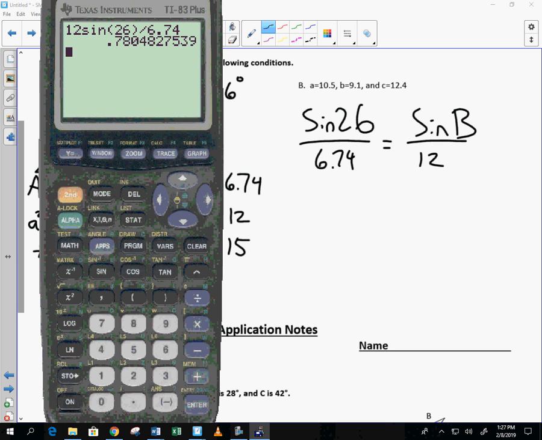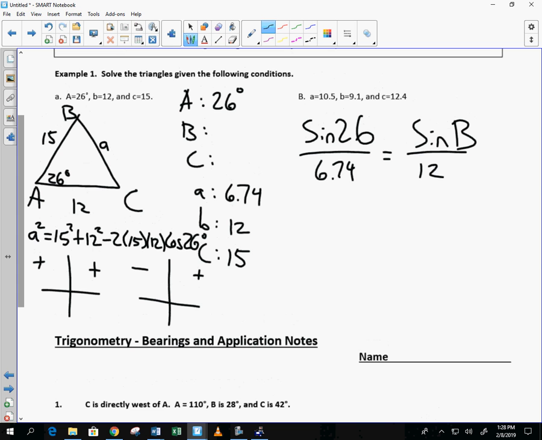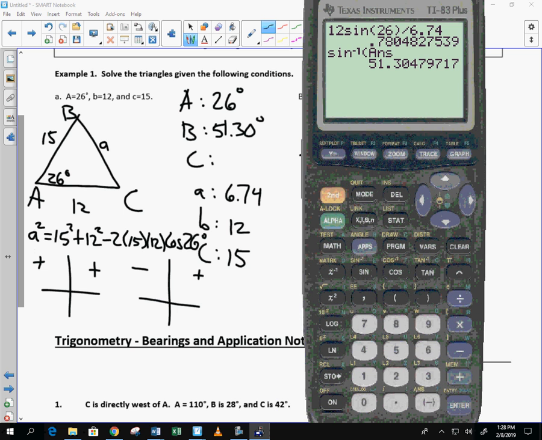No, what do I do instead? Inverse. So I inverse sine, and I get 51.30. Can I find C? How? Awesome. So I got 180 minus that answer that you brought up, minus 26.